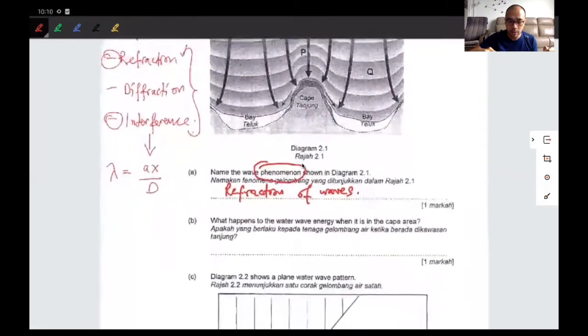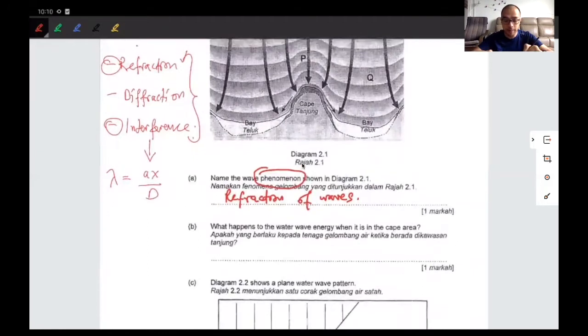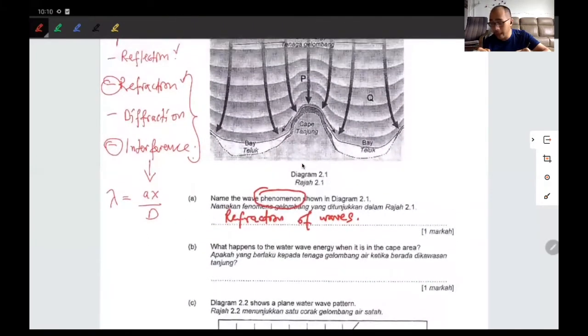What happens to the water wave energy when it is at the cape area? When it is at the cape area, here the wave energy increases.